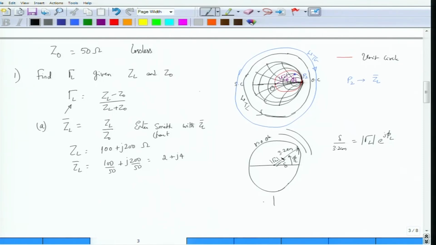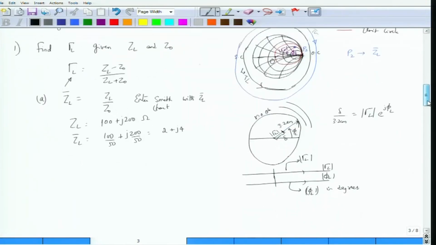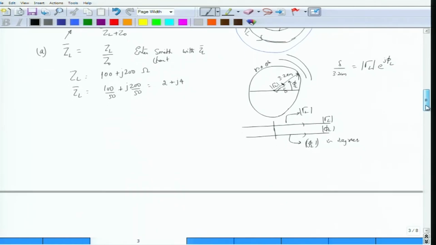Actually, you don't need to use this procedure. There are also calibrated axes at the bottom which tell you the magnitude of gamma L as well as the phase angle phi L. All you have to do is take a compass, measure this distance, and then cut these two axes with that compass distance. When you do that, you can directly read out the magnitude of gamma L and the phase angle phi L in degrees. This is an application of the Smith chart, but it is not widely used because the formula is more convenient in this case.